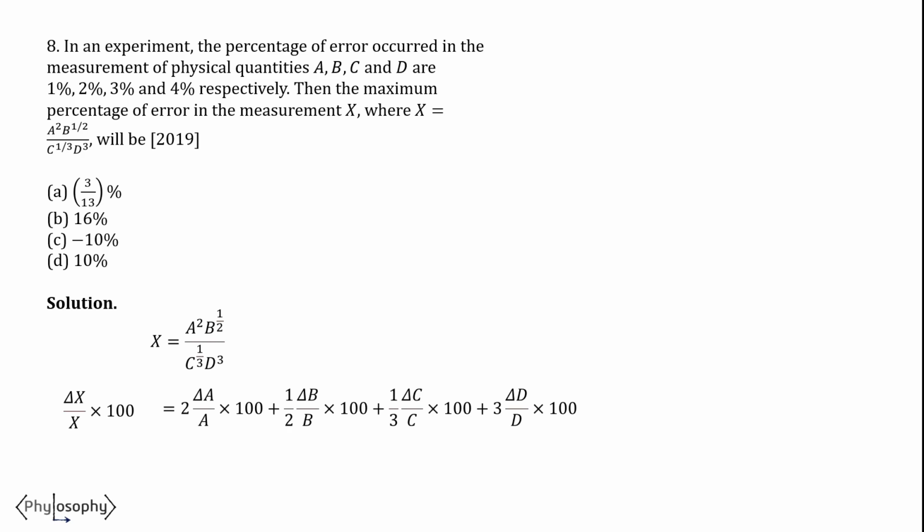Now in the question, the percentage of error occurred in measurements of these physical quantities, that is A, B, C and D, are given, which are 1%, 2%, 3% and 4% respectively. So if you put these values, then you can calculate the percentage of error in measurement of X, and this equals 16%. Therefore the correct answer is option B.